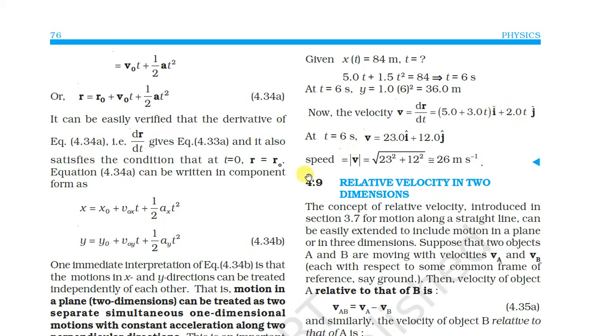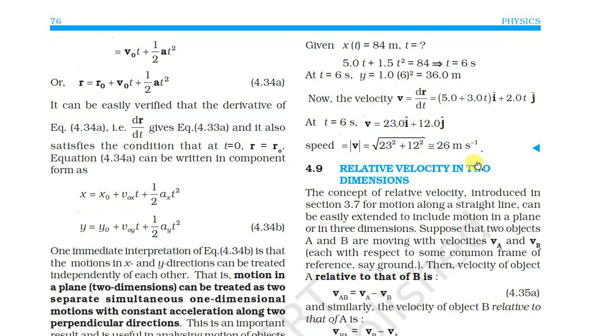Now again, put the value of t equal to 6 seconds. So 5 plus 3 into 6 is 23 in the x direction, and 2 into 6 is 12 in the y direction. So what we need to determine is the speed. So the speed is under root of vx square plus vy square, where this is our vx and this is our vy. We will get the final answer as 26 meter per second.